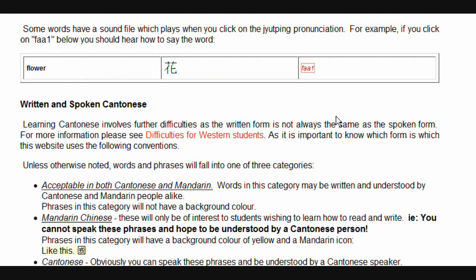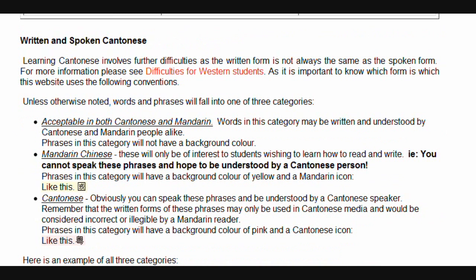Written and spoken Cantonese. Learning Cantonese involves further difficulties as the written form is not always the same as the spoken form. For more information, please see difficulties for Western students. As it is important to know which form is which, this website uses the following conventions. Unless otherwise noted, words and phrases will fall into one of three categories.